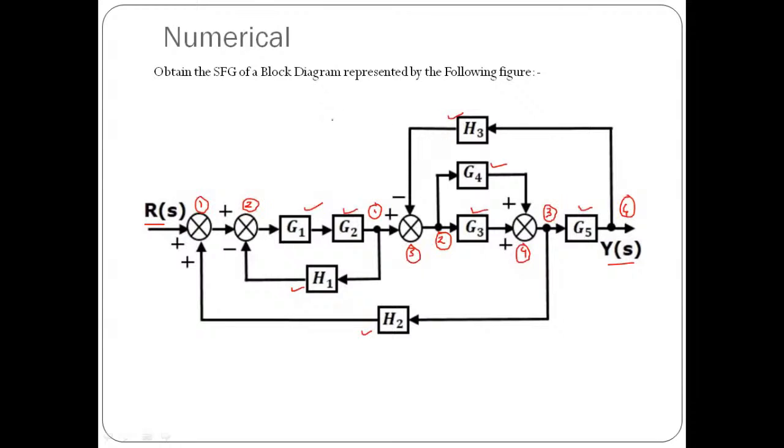So step number 1 is that whatever the system block diagram available with us, we need to observe that block diagram very carefully, identify how many blocks are there in that particular system, whether they are forward blocks or feedback blocks, how many summing points are there, how many takeoff points are there, and the way they are connected in the system. Everything we need to observe very carefully. So identify the signals, variables, summing points, and takeoff points in the given block diagram, that we have done.